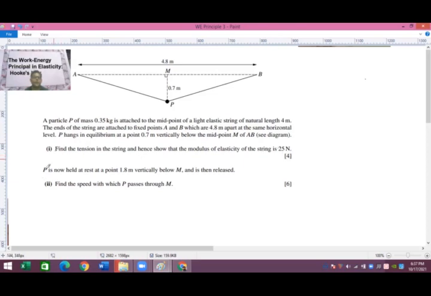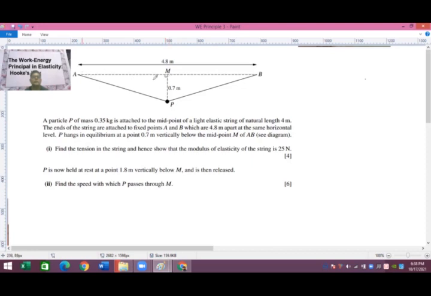Now, another part says that P is now held at rest at a point 1.8 meters vertically below M, and is then released. Find the speed with which P passes through this point M.